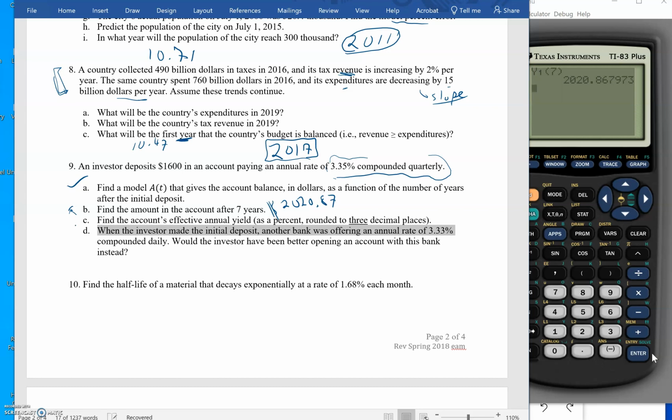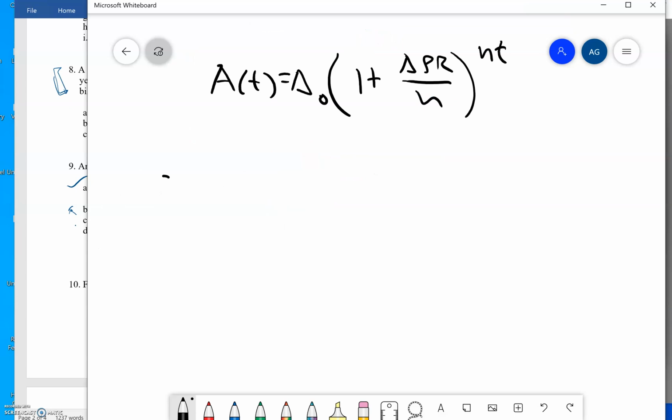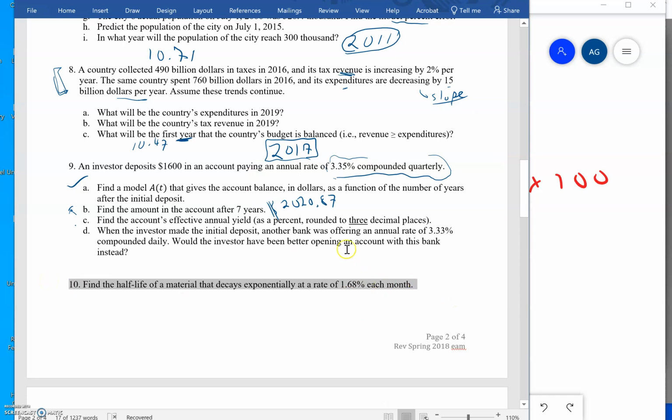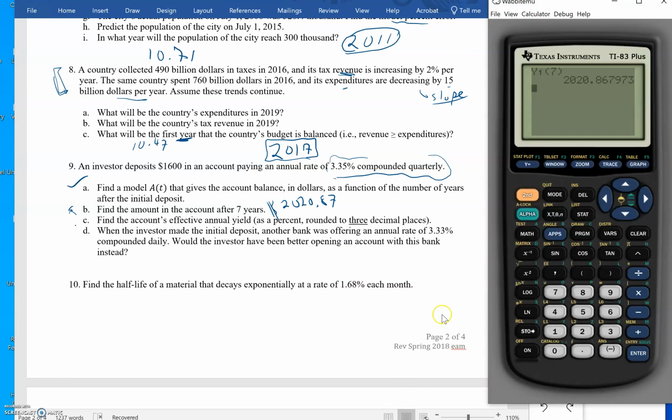This is part C. The EAY. So the EAY, we have a formula for that. And the EAY is 1 plus APR over n to the n minus 1. That's an equal sign there. And then if you want this to be in percent form, you need to multiply the whole thing times 100 once you're done, which typically we do. Okay, so let's go to the calculator and perform that computation.